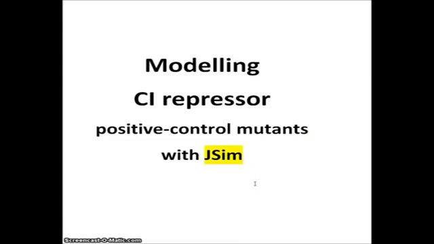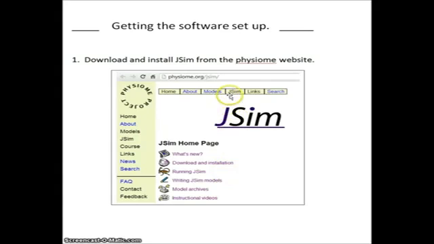This video shows how to use Jsim to simulate Kolkhoff and Muller-Hill's data. Jsim can be downloaded from the Physiome website. Just do a Google search for Jsim.